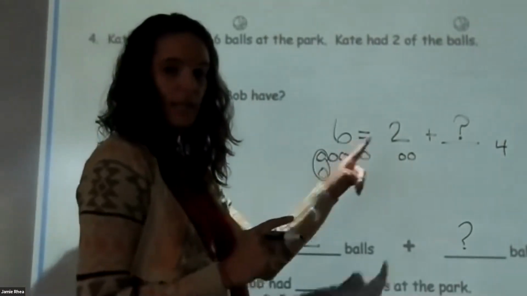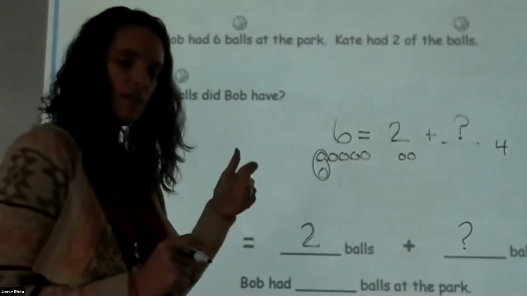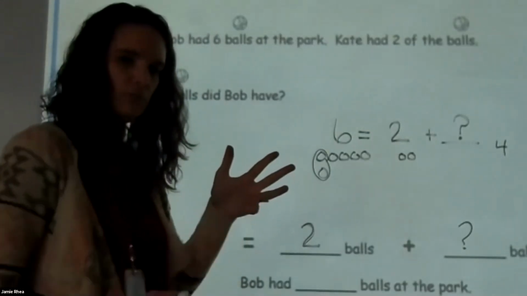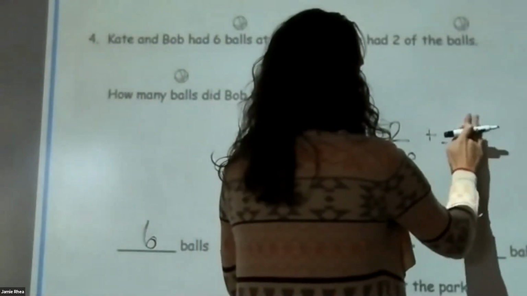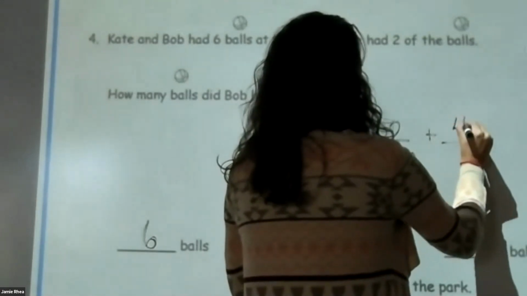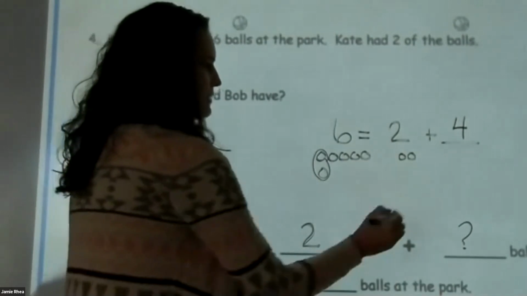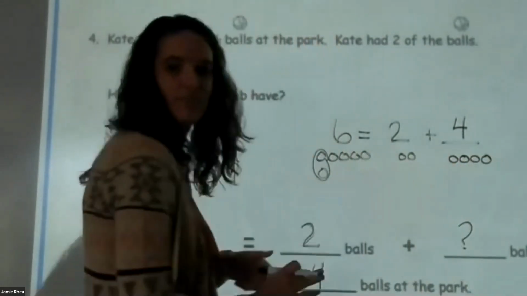Now I'm going to try the other way and say 2 and count on to 6. So 2, 3, 4, 5, 6. I had 1, 2, 3, 4. So Bob had 4 balls at the park because I can say 4, 5, 6.